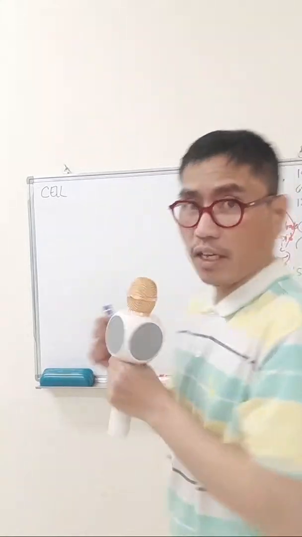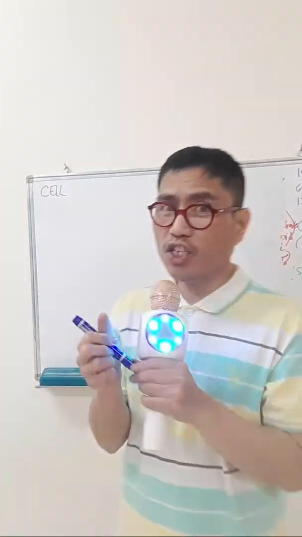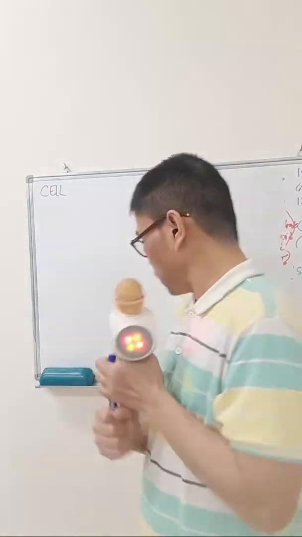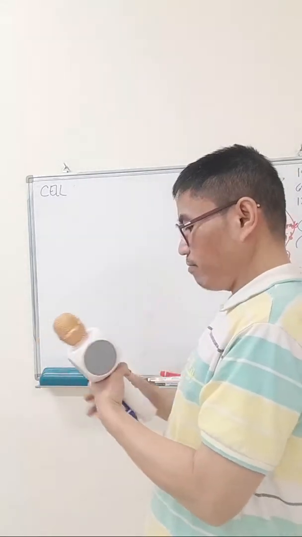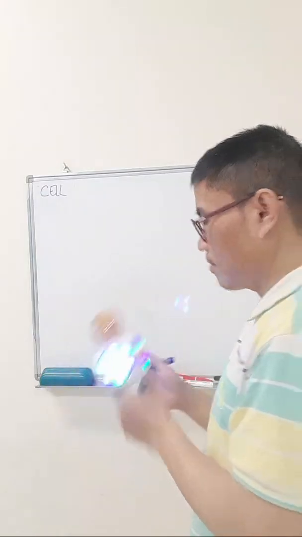Can you see? Okay. So, definition number one. Definition number one. The Bluetooth device is ready.